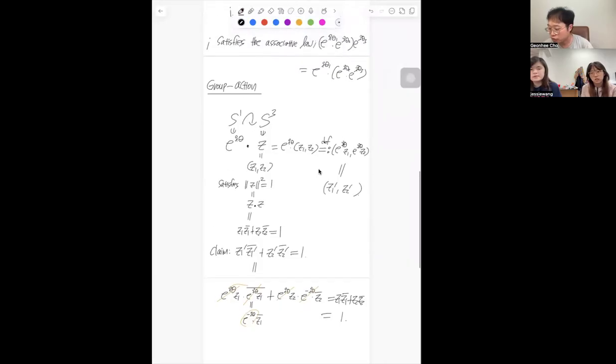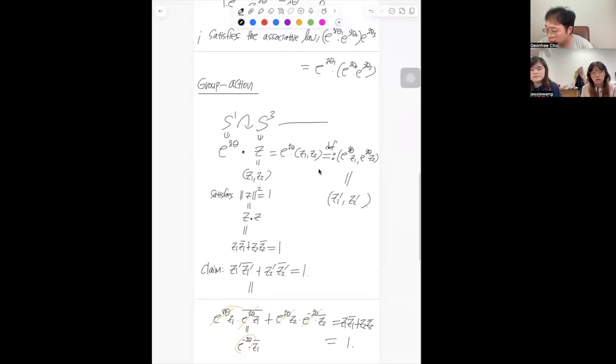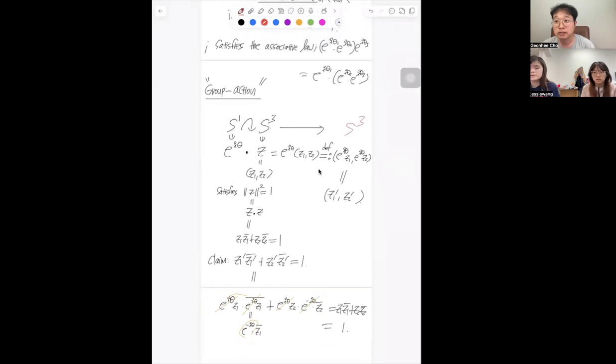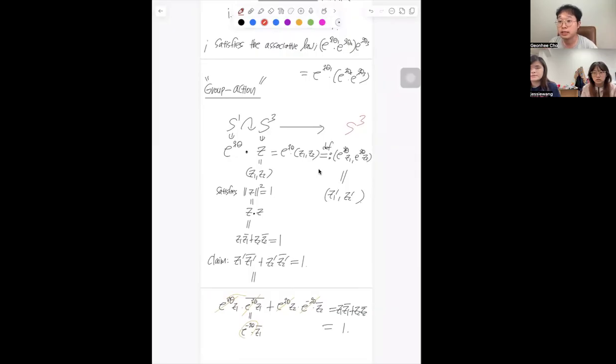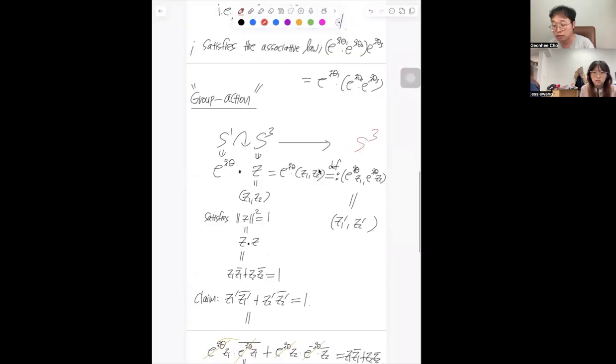So therefore, what you can see is that if you take this action on S3, you will get S3. It still remains on the same three-dimensional sphere. So this is what I today need to rigorously explain. You might still feel why I need to care about this, but this is necessarily the ingredient I need to explain today. Is that okay with you so far?